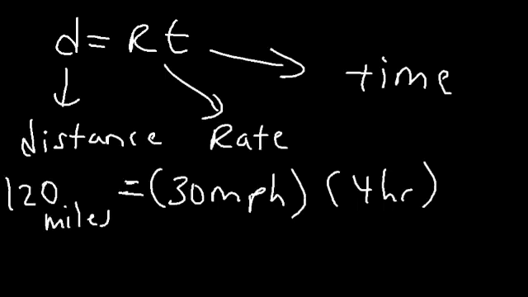By the way, make sure the units match. If your rate is in miles per hour, the time has to be in hours, and the distance has to be in miles. So the units have to match. If they don't, make sure you convert one unit into the appropriate unit that's going to work in this equation. Alright, so that's basically it. Let's jump into some multiple choice questions, and let's get started.